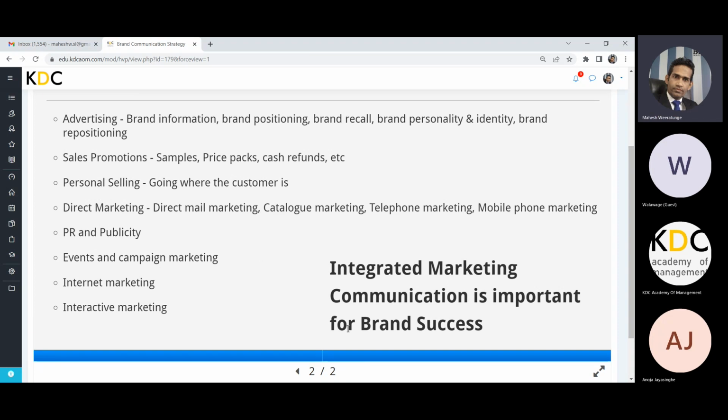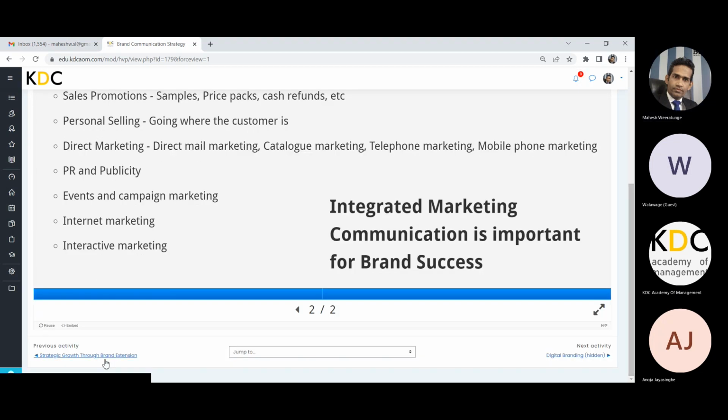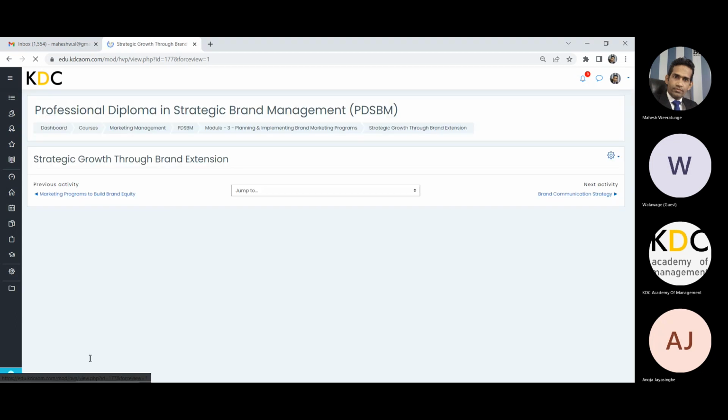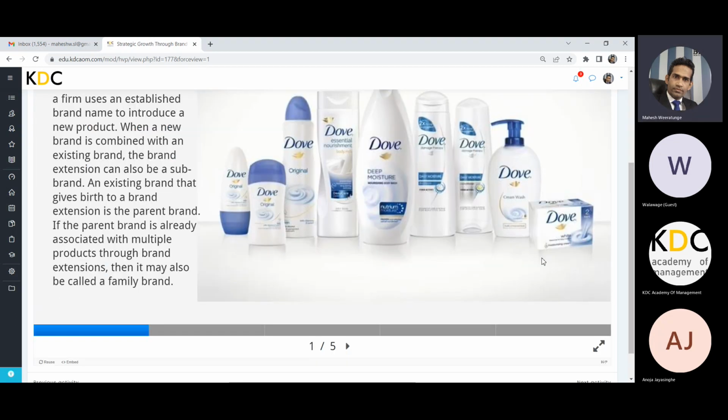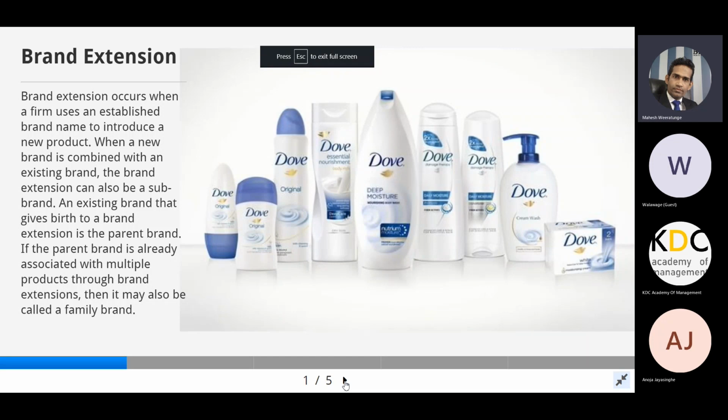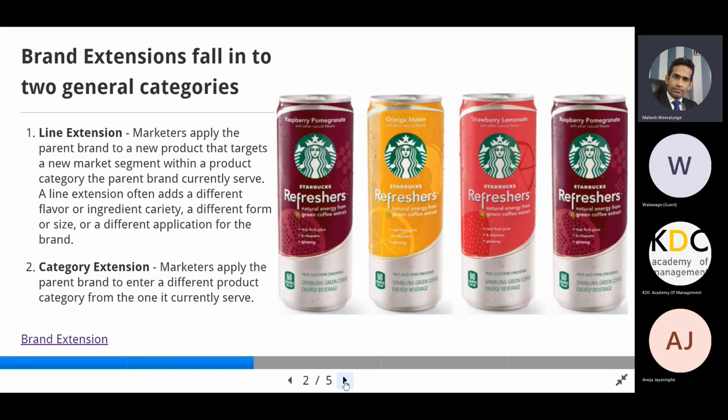Now here, when you look at the line extension, what we need to identify is that they are in the same category. Give me one minute. Okay, now when you look at the category extension and the line extension, when you talk about the line extension, what we need to remember is that they are going into a new market in the same category.